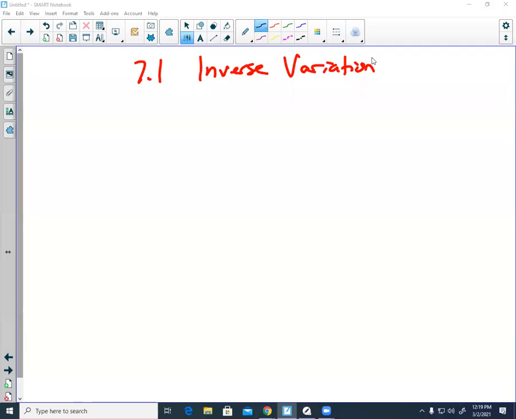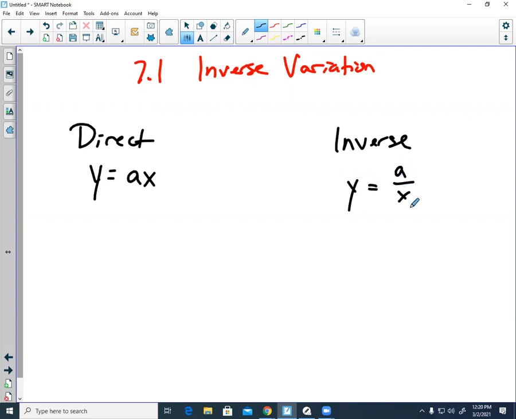About inverse variation and being able to find relationships between two different numbers in a table, okay? There's two real types of variation that we're going to be dealing with. One of them is called direct, and one of them is called inverse. I'm pretty sure you guys deal with direct variation in Algebra 1 right after you get done talking about equations of lines. Because direct variation is in the form y equals a times x, and inverse variation is y equals a divided by x.